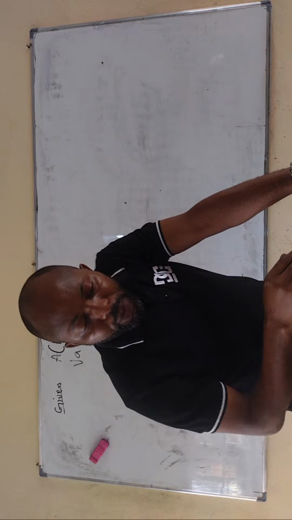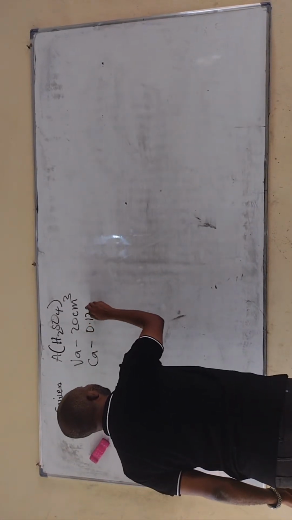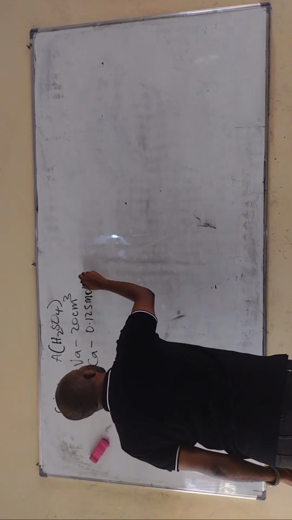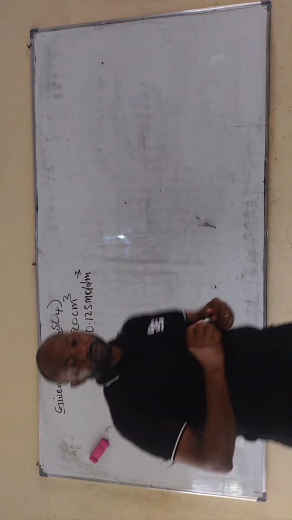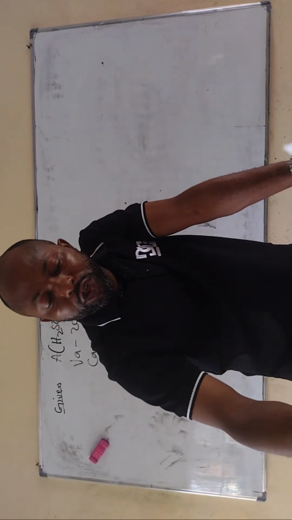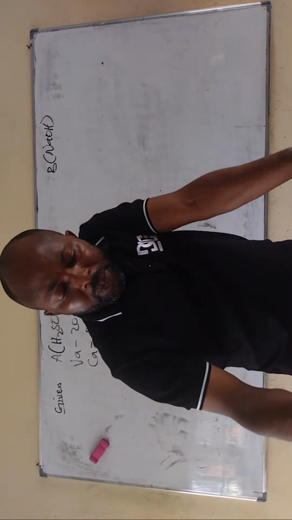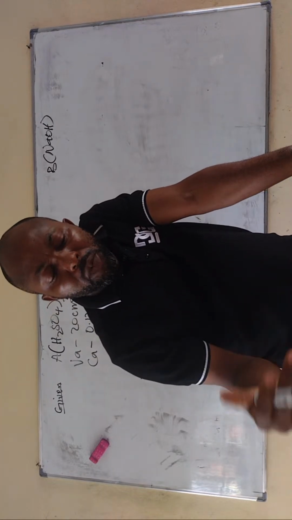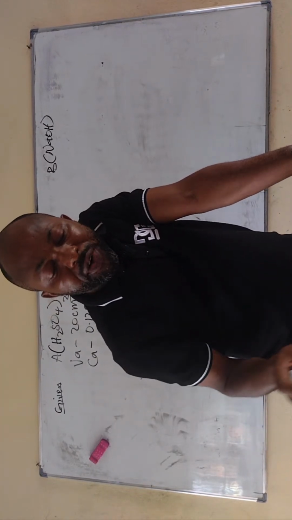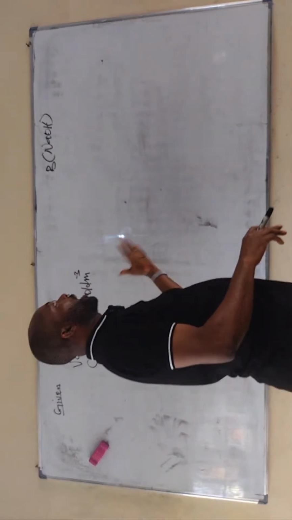20 cm cube of 0.125, so the concentration here, CA, is 0.125 mole per dm cube, reacted with a solution of sodium hydroxide. B is sodium hydroxide. Now let's look at it. Calculate the amount in moles of sodium hydroxide required for a complete reaction. So this is all they gave us on B. We are asked to calculate what?